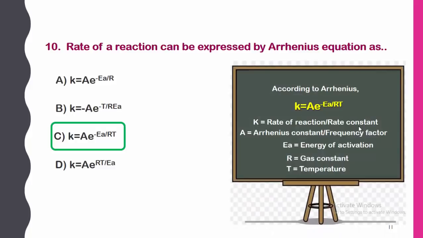According to the Arrhenius equation, K is equal to A into E to the power minus EA upon RT. K is nothing but the rate of reaction or rate constant. A is the Arrhenius constant, or frequency factor. Very important. EA is the activation energy, R is the gas constant, and T is the temperature. So K, the rate constant, is equal to A into E to the power minus EA upon RT. So option C is the right answer.